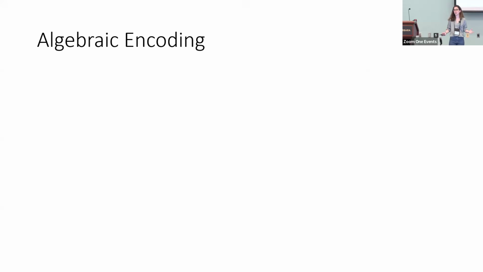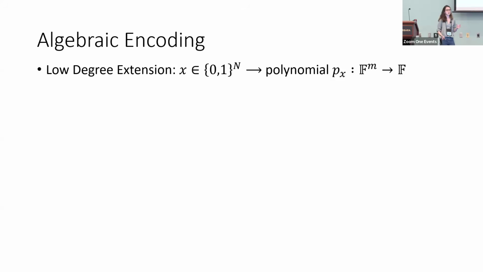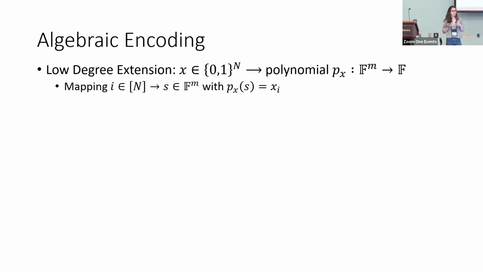So what is this algebraic commitment? We start with an algebraic encoding. We use low degree extension to encode the string X that we want to commit to as a multivariate low degree polynomial on some field F. And what is important is that we have a mapping from an index I to an evaluation point, such that evaluating the polynomial on this point gets us the ith bit of the string.